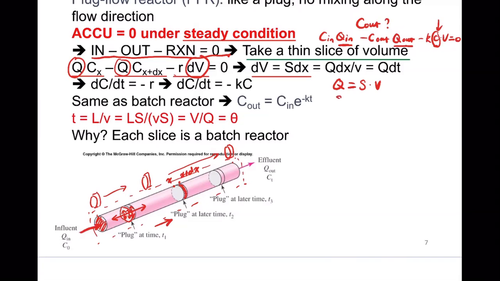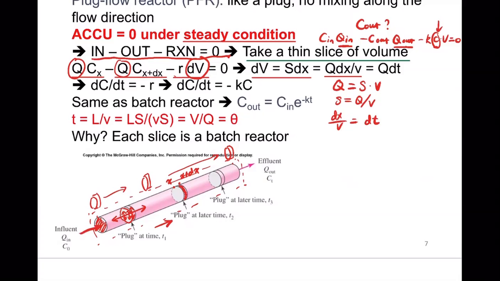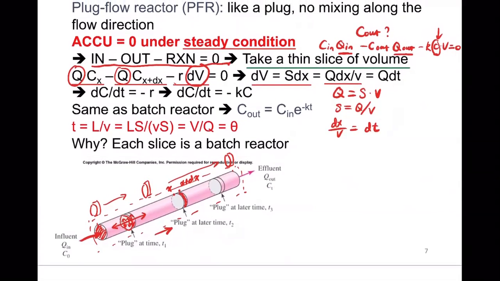So what this means is that S is going to be equal to Q divided by V, where V here is the velocity. So we can convert this term into Q dx divided by V. And dx divided by V is going to be equal to dt, right? A small section of the distance divided by the velocity is a small section in time. So basically we convert this dV term into a Q dt term.